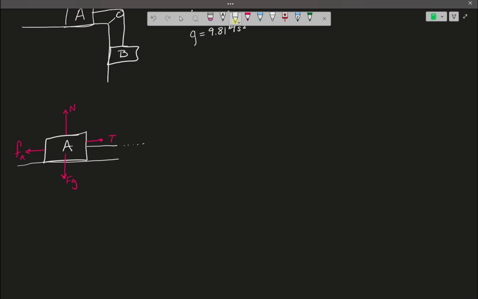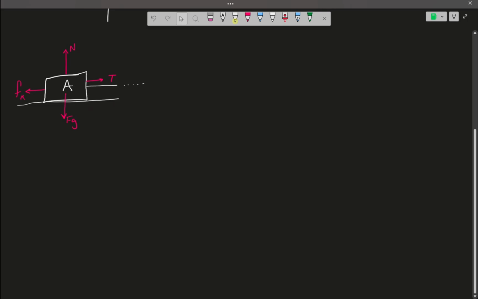Now before I even consider what's going on with block B, I want to create the equations of motion for this object. So I need to think about the summation of forces in the x direction, and the summation of forces in the y direction. I'm going to set these equal to mass times acceleration in the x direction and mass times acceleration in the y direction, because we're going to start with Newton's second law.